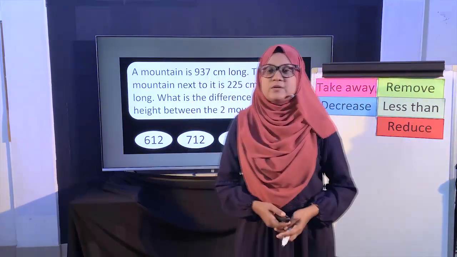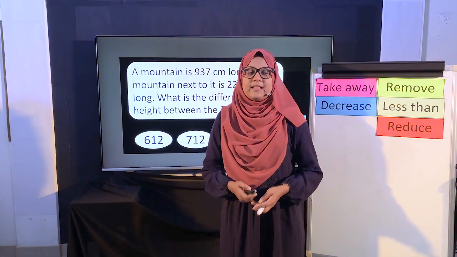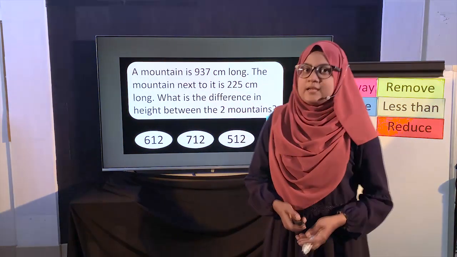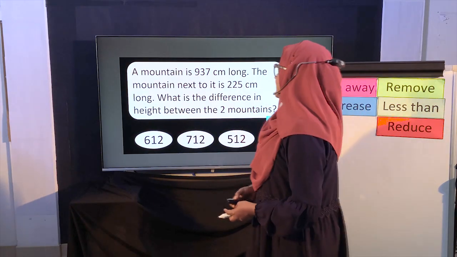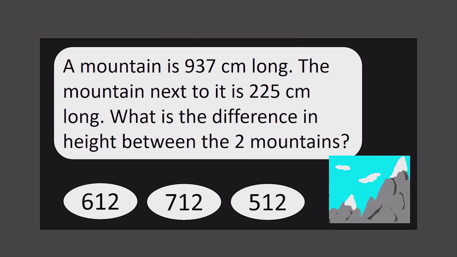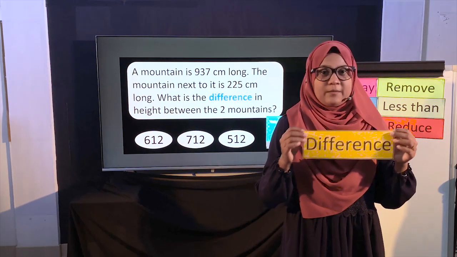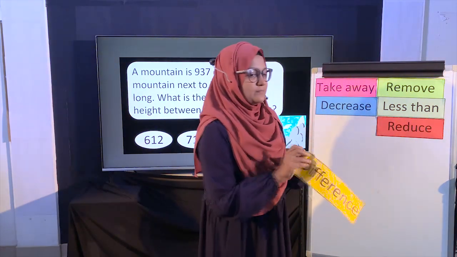First of all, we are going to read the question again and let's see what is the vocabulary related to subtraction. Here it says a mountain is 937 centimeter long. The mountain next to it is 225 centimeter long. What is the difference in height between the two mountains? So what do you think the word is? Yes, it is difference. So difference is another vocabulary related to subtraction.